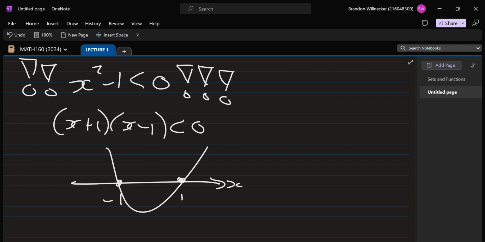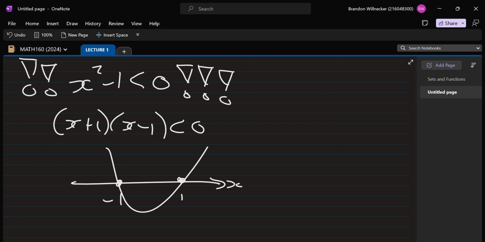How do we know it passes through minus 1 and 1? Well, we factored it, so those must be the roots. It's a happy face. Now we go back to the line and say, where is it less than 0? Well, less than 0 means below the x-axis. There's the x-axis. Where is it below the x-axis? Between minus 1 and 1.